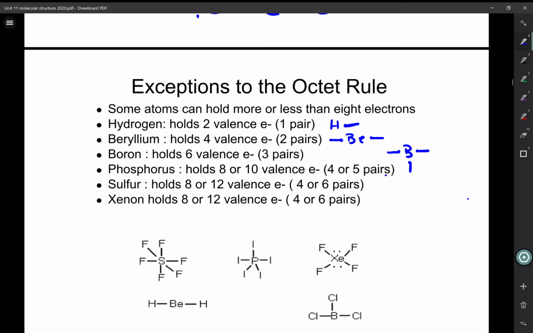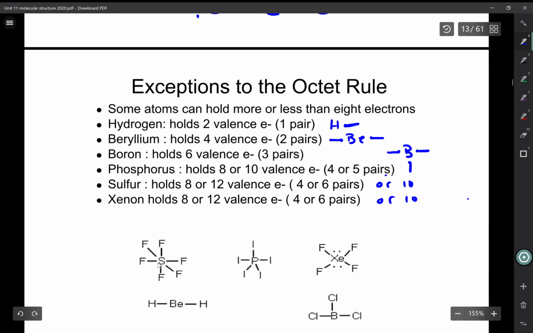And now the other atoms, some atoms are so large that they can hold more than 8 electrons. These are some examples here: phosphorus, sulfur, and xenon. And there's actually a lot more, which we'll go over today too. Phosphorus can hold 8 or 10 electrons. Sulfur can hold 8 or 12. Xenon can hold 8 or 12. And actually, both of these can also hold 10 as well if needed.